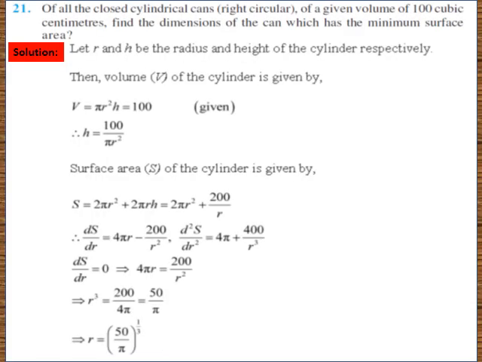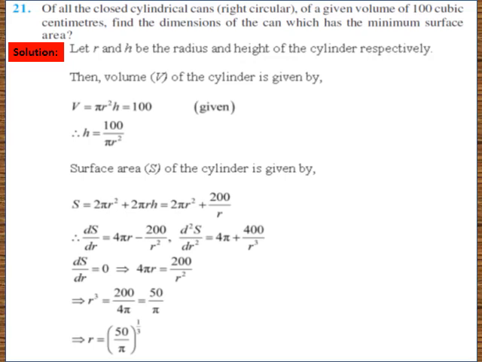Next is question 21. Of all the closed cylindrical cans, right circular, of a given volume of 100 cubic centimeter. Now the volume is fixed. It is 100 cubic centimeter. Find the dimension of the can which has the minimum surface area. Minimum surface area. So our function should be the surface area of the cylinder.